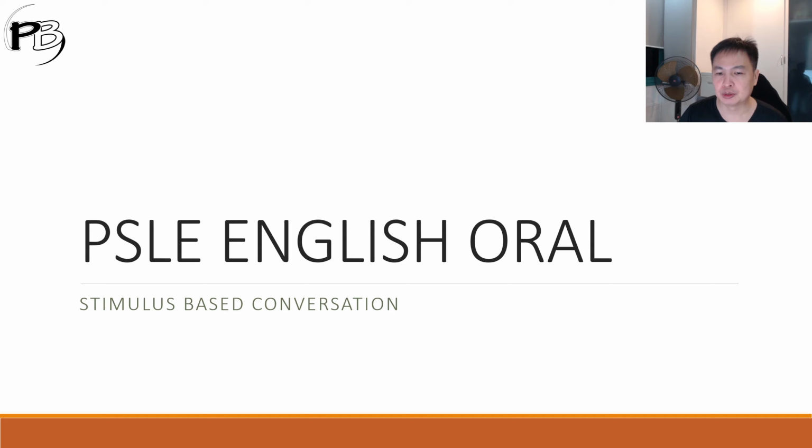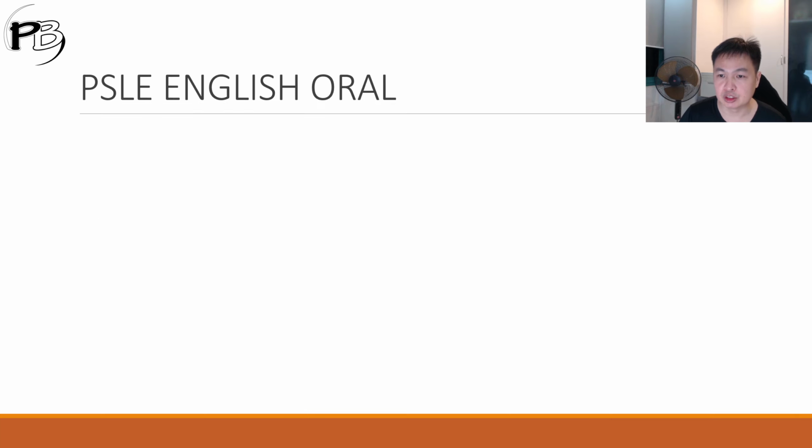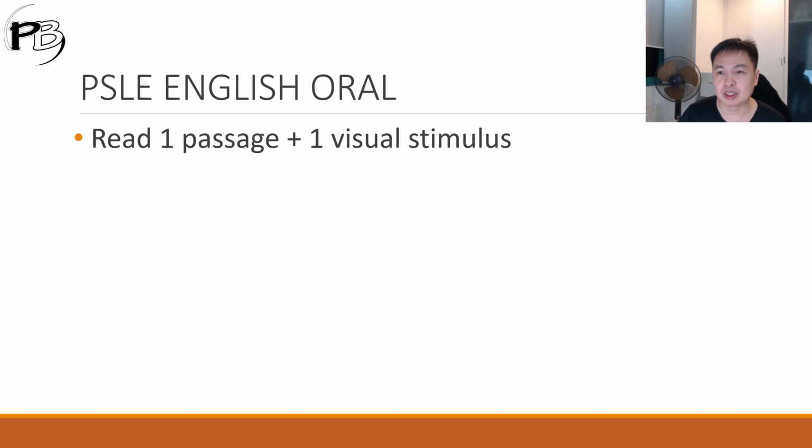Now in today's video, we're going to discuss the English oral component for the PSLE examination, and we're just going to focus on the stimulus-based conversation. So just a quick recap, what does this exercise entail? First of all, students are required to read one passage and then engage in a conversation with the examiner based on one visual stimulus. In other words, the student will be given a picture. So the picture could be, let's say, a banner or a flyer, and then afterwards there'll be some prompts by the examiner, and the student is expected to deliver their ideas and their opinions orally.